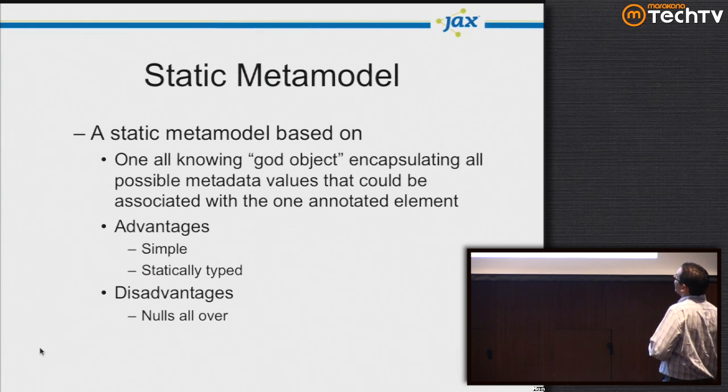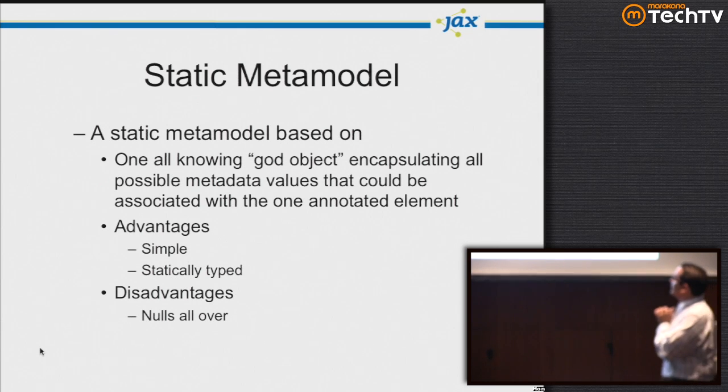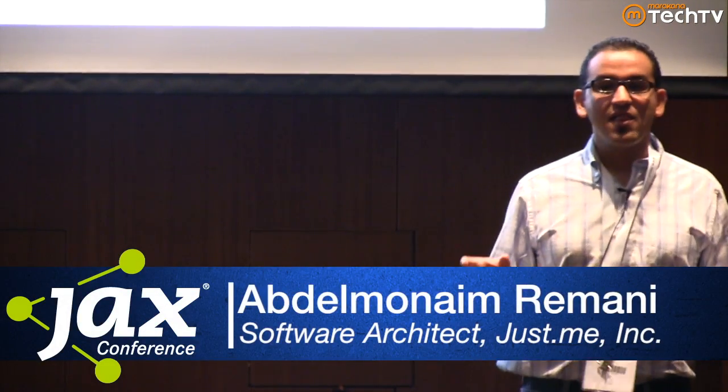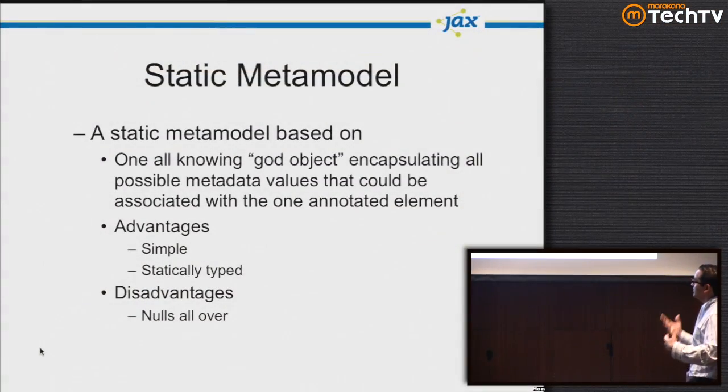Let me go back. So what is a static meta model? To be very clear, I have a short code example for you. What we do is create this one all-knowing God object that encapsulates every possible metadata value that could be associated with one annotated element. You create this POJO that has all possible fields for all possible attributes, or all possible bits of metadata, that could be brought in by every annotation whose target is field. It'll become clear in a little bit.